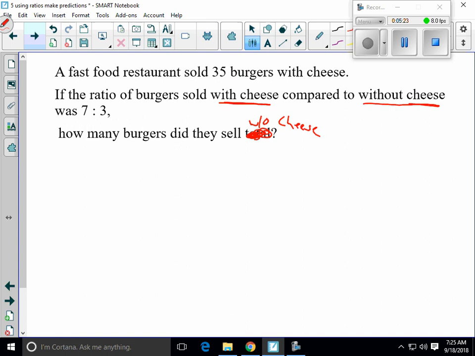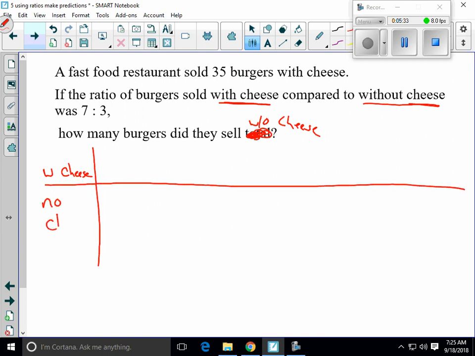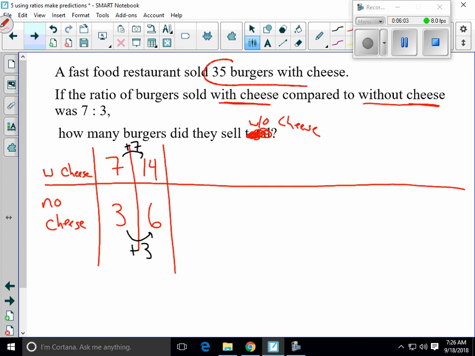Okay, so my two things that I'm comparing, it's burgers with cheese and burgers with no cheese. Okay, the 7 corresponds to with cheese, the 3 is without cheese. Okay, so maybe I sold 14 cheeseburgers, then I would have sold 6 regular burgers. Okay, so every time I sell 7 cheeseburgers, I sell 3 more regular burgers. Okay, but how far do I have to go in the table? Well, I have to go until I get up to 35 burgers with cheese. And the cheese is the top one. So it's helpful if you know your 7 times tables here.